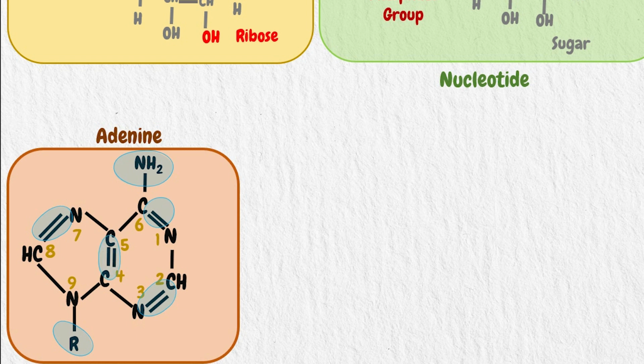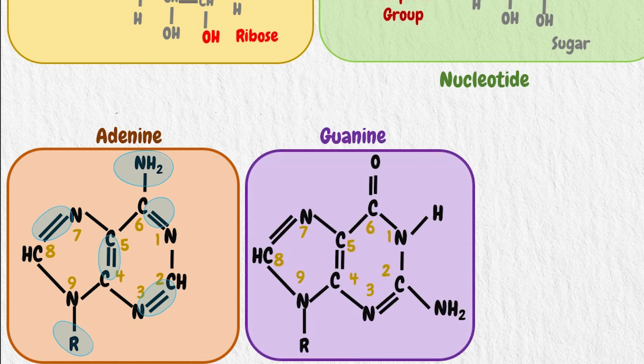with double bonds between position 8 and 7, 2 and 3, 1 and 6, 5 and 4. As compared to adenine, in the structure of guanine, the amine group at position 6 is replaced by a carbonyl group. An amine group at position 2 is also present, but double bonds are between position 7 and 8, 2 and 3, 5 and 4, but no double bond between position 1 and 6.